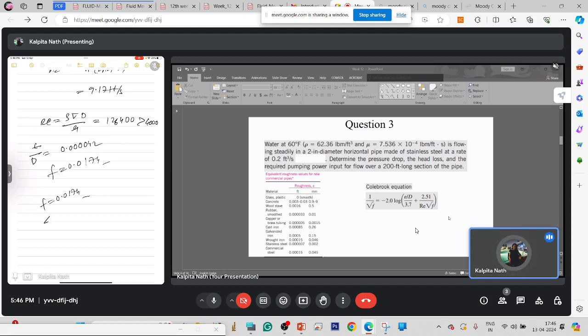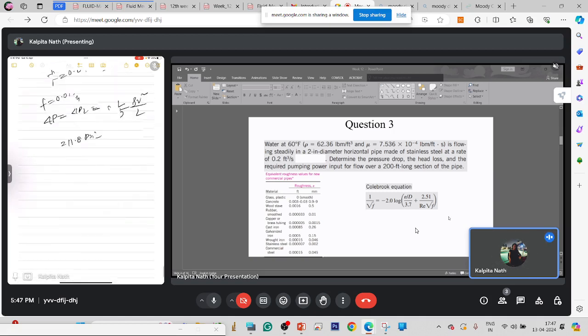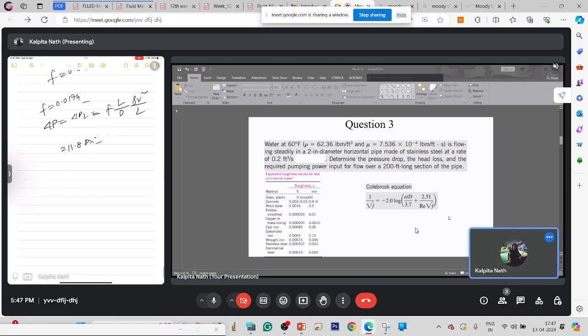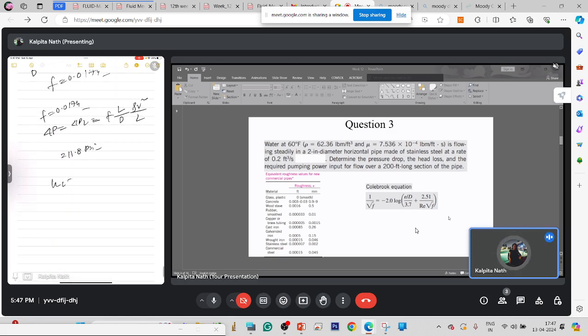The pressure drop, delta P, is equal to delta P_L, the pressure loss in this case. So this is f L by D rho V squared by 2. It came out to be 11.8 psi. Now the head loss is equal to delta P_L by rho g, so f L by D V squared by 2g. What did this come out to be? This came out to be 27.3 feet.